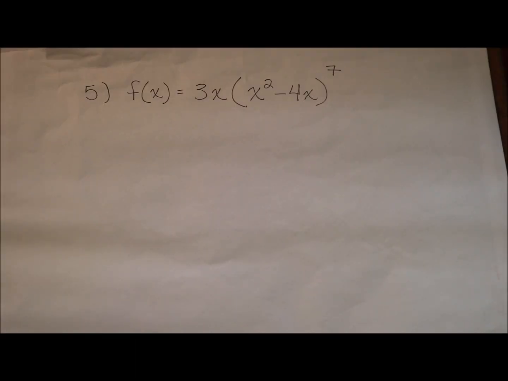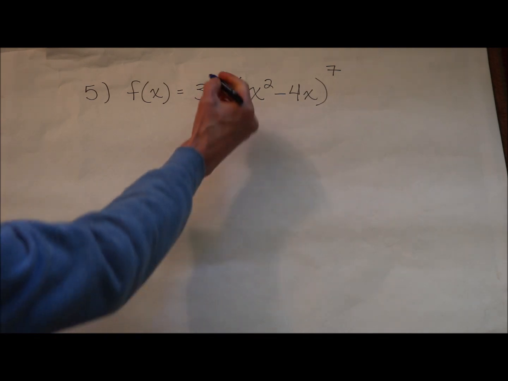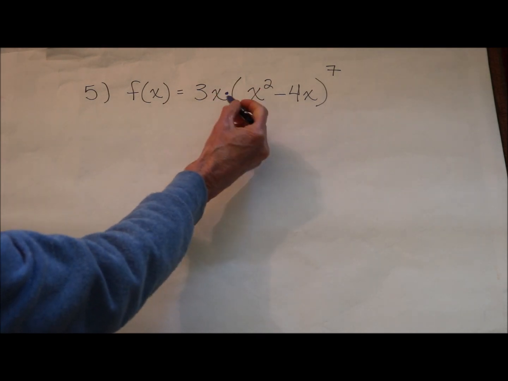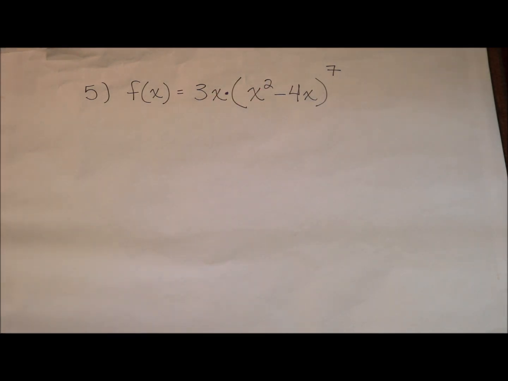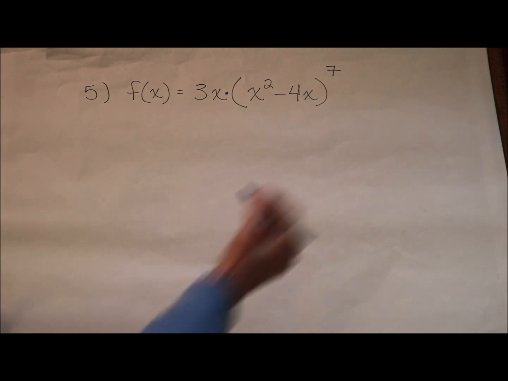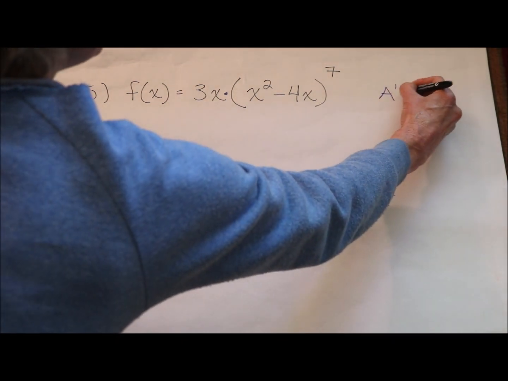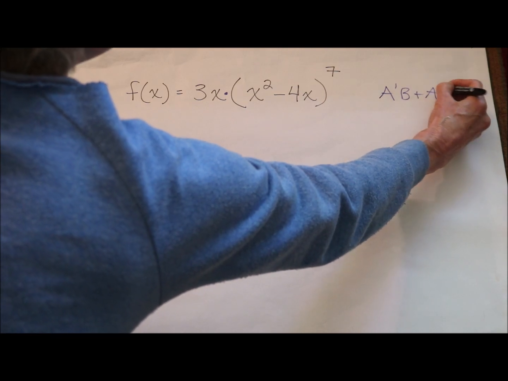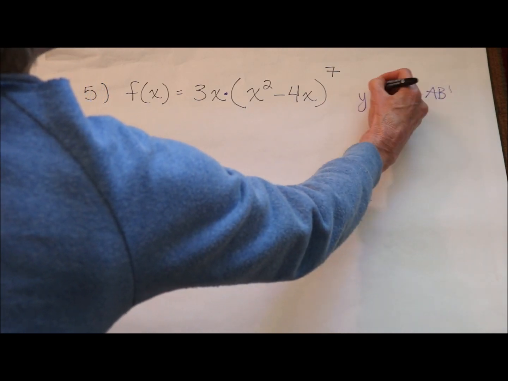Just look at a function and I'm taking the derivative, I want to know what is the rule I'm going to start with. When I look at this, I see a product. I see 3x times the quantity x squared minus 4x to the 7. So I'm going to start by doing the product rule. A prime b plus a b prime. That's going to be my derivative.